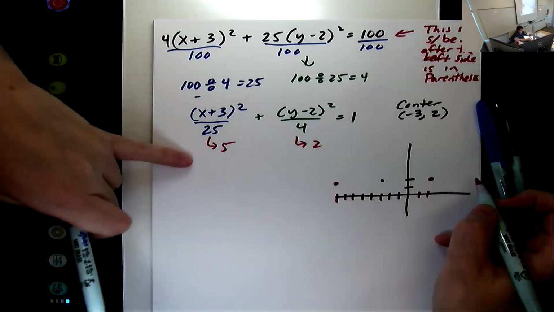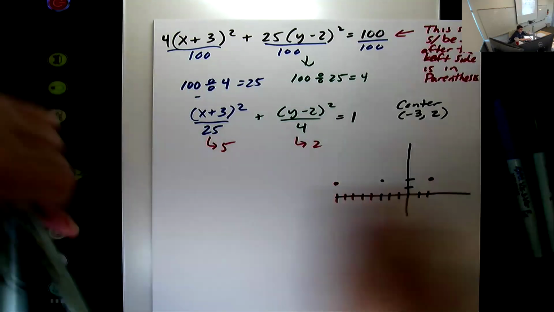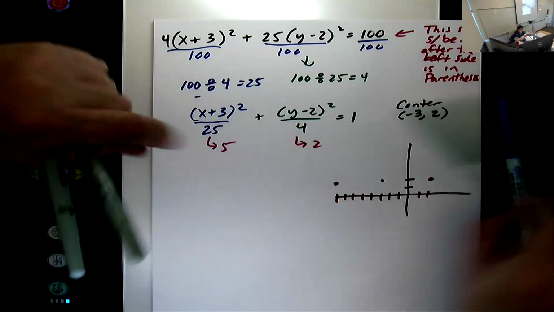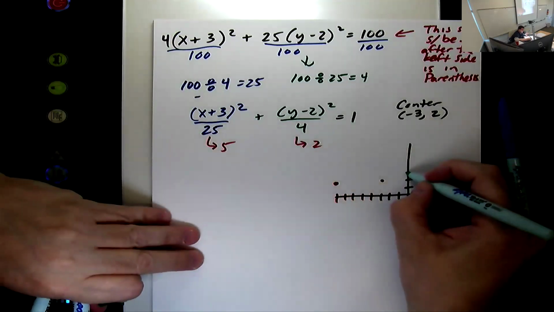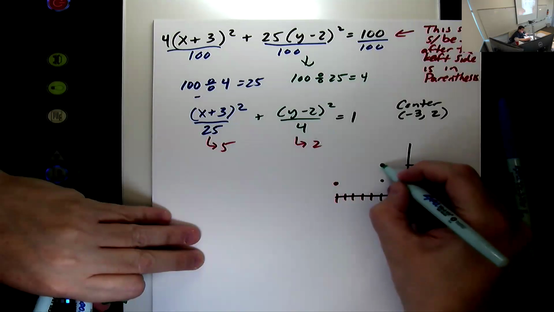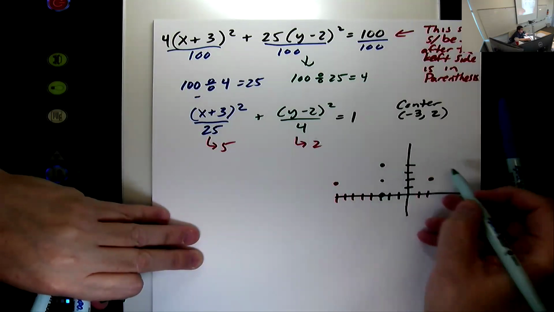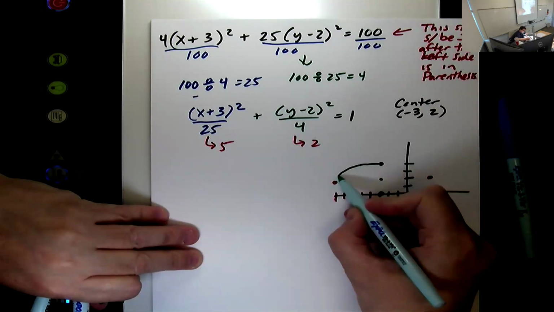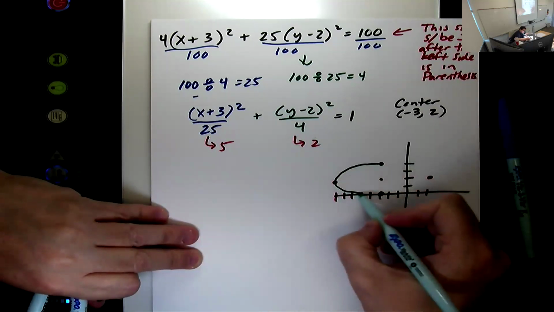The x's we move 5. I should have done that in blue to match that. The y's, we go up or down 2. And then it's not circular, but we want to make sure it's rounded.